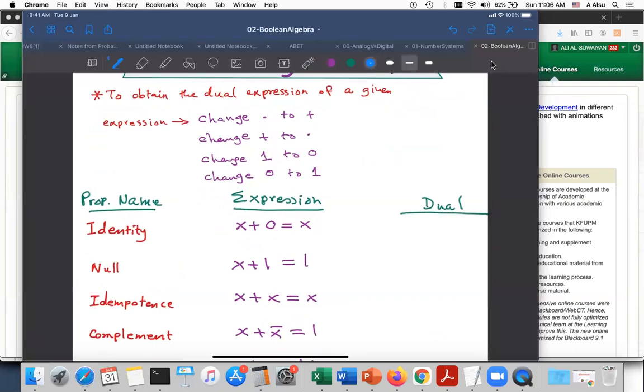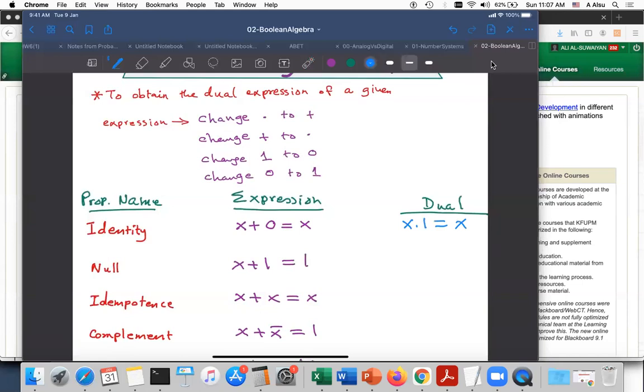So let me create the dual for this one, and then you tell me how to create the dual for the next one. The dual for this is: the letters remain the same, x, and then the OR changes to AND. So x OR 0 changes to x AND 1 is equal to x, which means that 1 is the identity of the AND, which we have learned already as part of Boolean algebra. So this is one property and its dual.